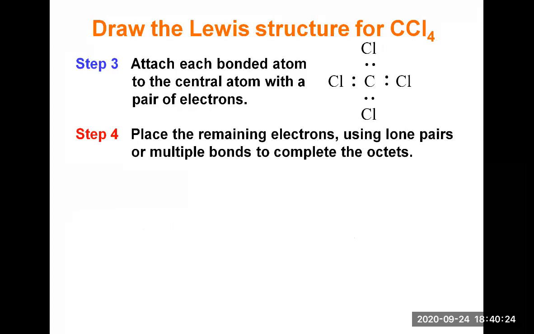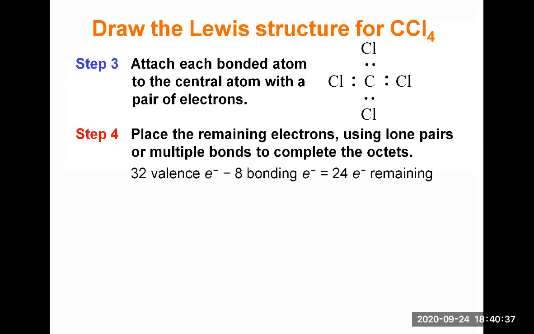Then place the remaining electrons using lone pairs or multiple bonds. And so we need to calculate the number of electrons remaining. We started with, how many was it? I forgot. 32. We started with 32 valence electrons, minus 8 electrons that we just used to make the single bonds. So that's 24 electrons remaining.